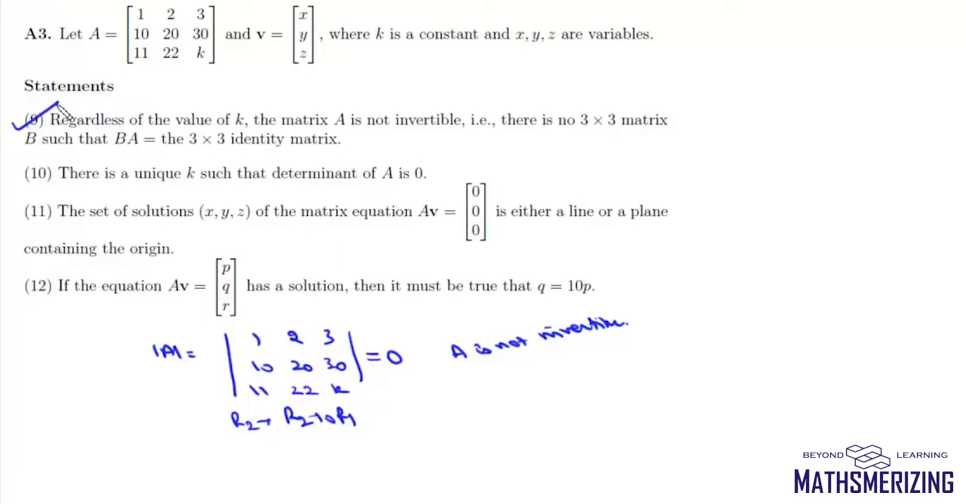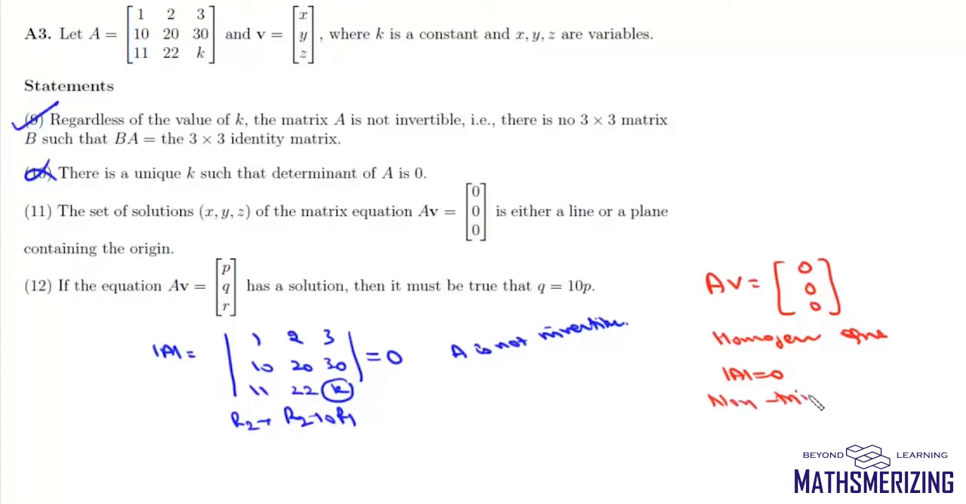Now 10th is, there is a unique case such that determinant of A is 0. Now this determinant of A is 0 regardless of values of K. So this K can take infinitely many values. That means this statement 10 is incorrect. Now 11th one is, we are given this matrix equation AB equals 0, 0, 0. Now basically it is a system of homogeneous equations. And in this case, determinant of A is equal to 0. So if determinant of A is equal to 0, that means it will have non-trivial solution or infinite solutions.